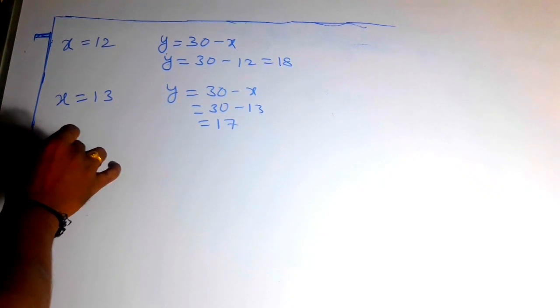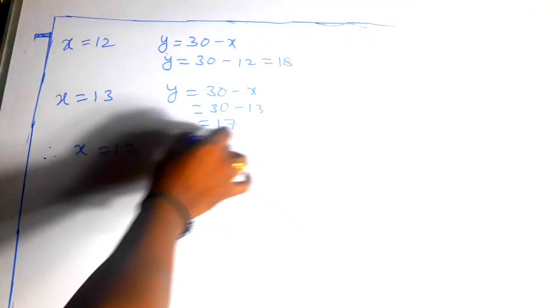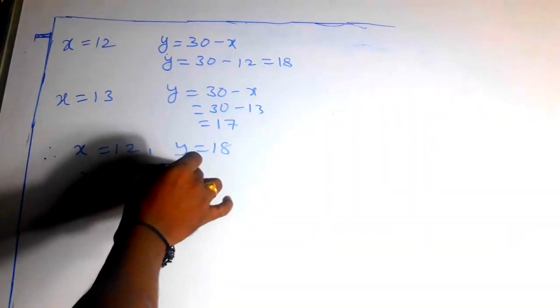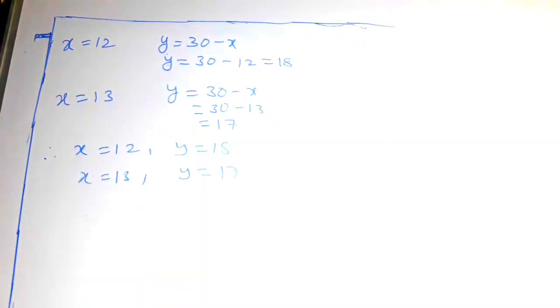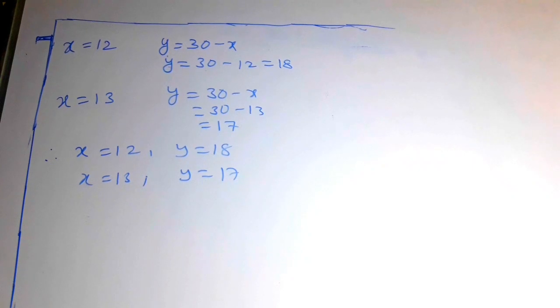So x is equal to 12, y is equal to 18. x is equal to 13, y is equal to 17. So these are the two possible cases for the given question.